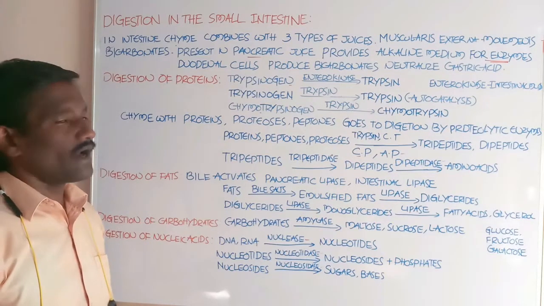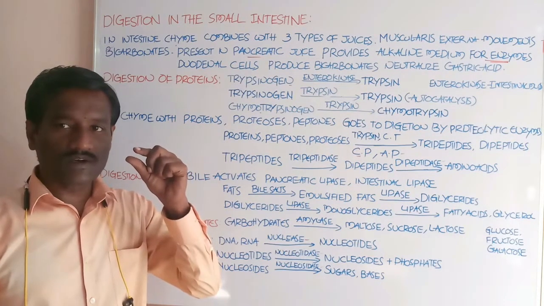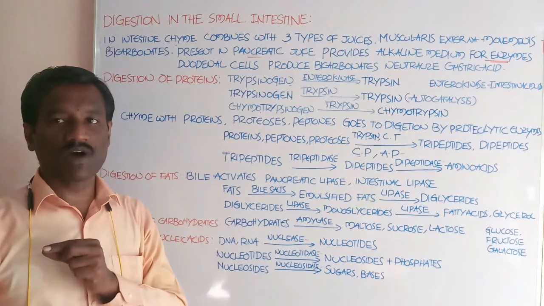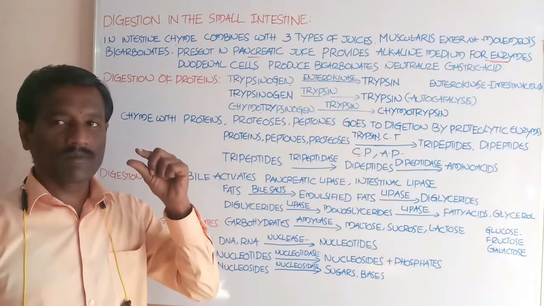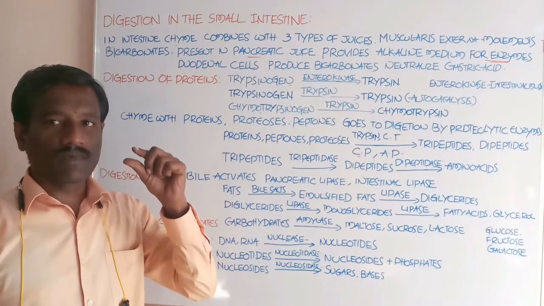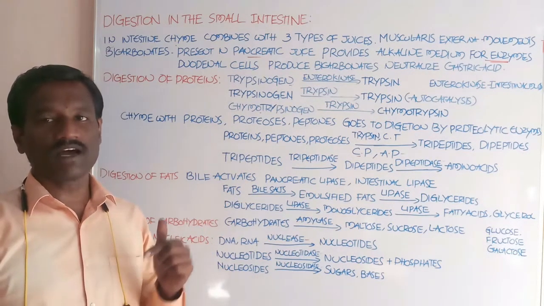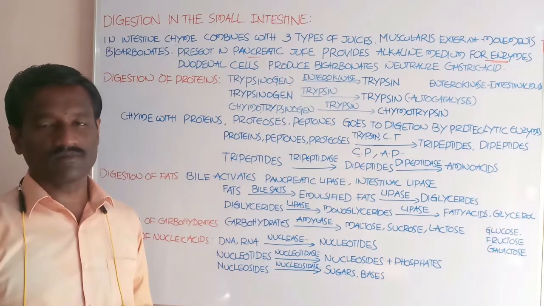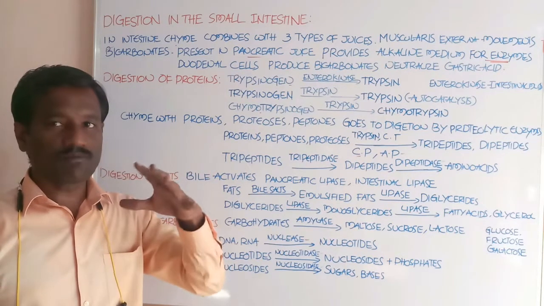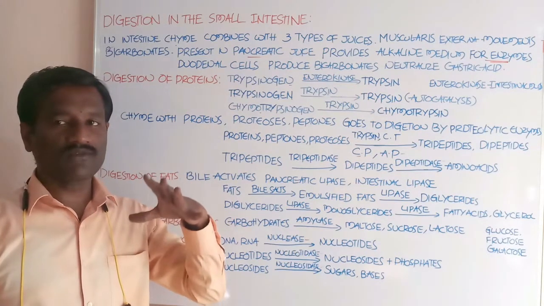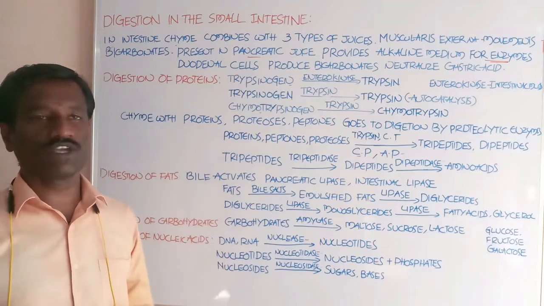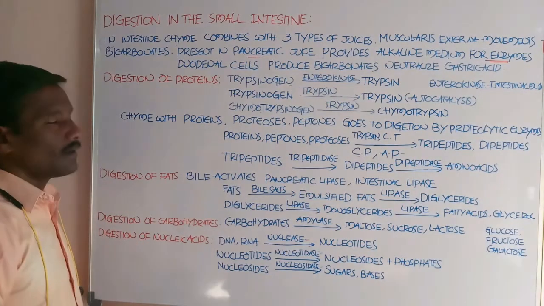Food passes through the lumen of the small intestine, and because of the peristaltic movements by the wall of the small intestine, food is mixed. The muscularis externa shows the movement, and at that time food is mixed with the three types of juices.